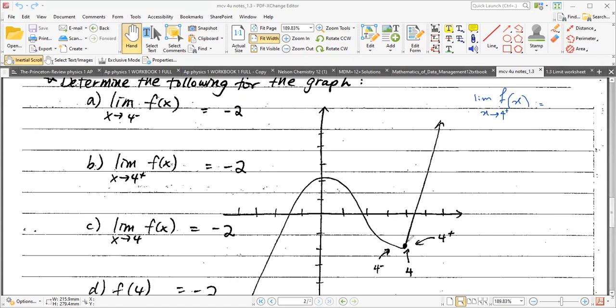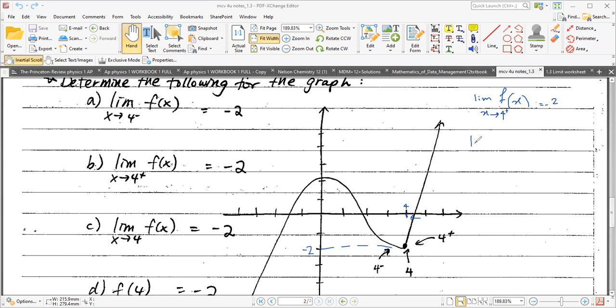Okay, look at my graph. The x, 4, is located here. This is 4. Higher value 4 plus means you're getting close to the 4 from higher value or right side. So you have to look at this side of the graph. This side of the graph. If the x getting close to 4, what does the y getting close? Getting close to this point, right? What is the y value of that? It's -2. So the answer is -2.